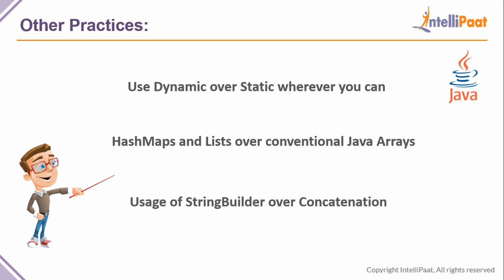Thirdly, we have usage of StringBuilder over concatenation. Strings in Java are objects. They are not conventional primitive data types. A string is an immutable object. So when you declare a string, it creates an object. But when you change a string using just a string, what happens is you are basically creating another string.